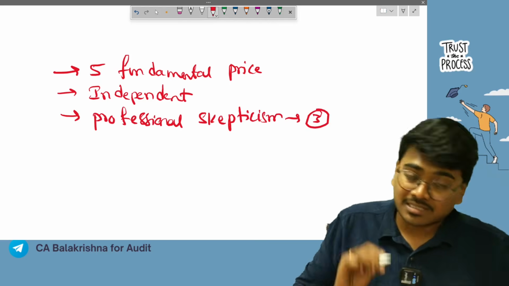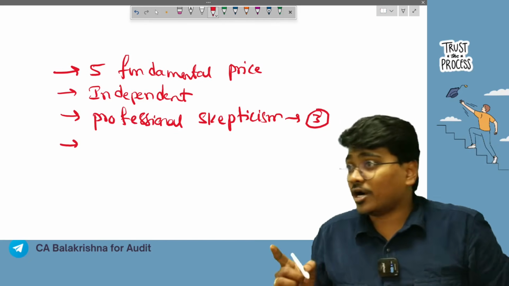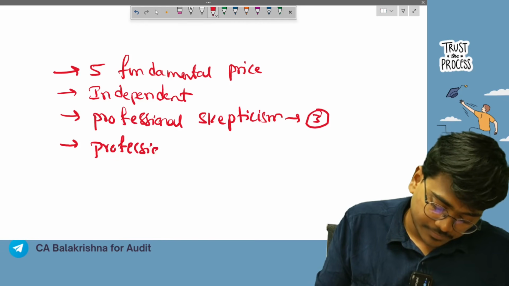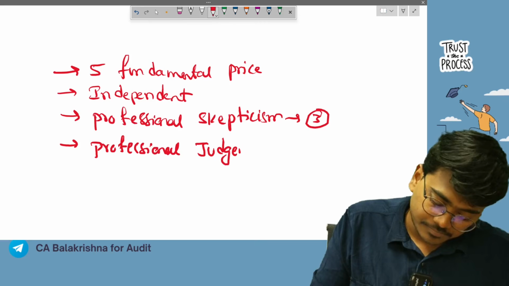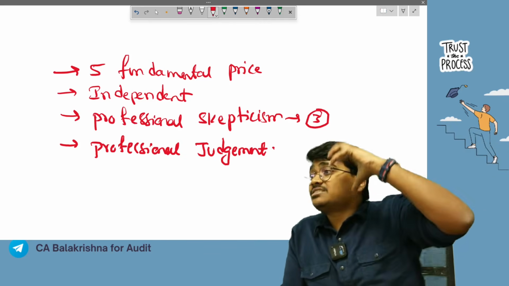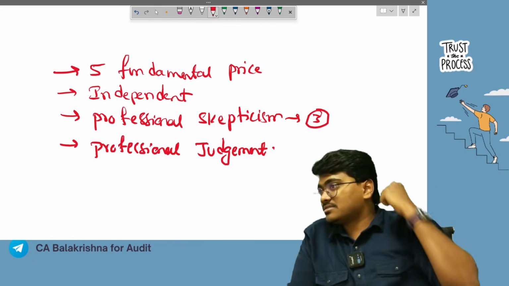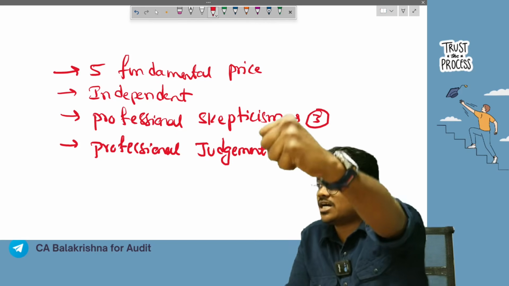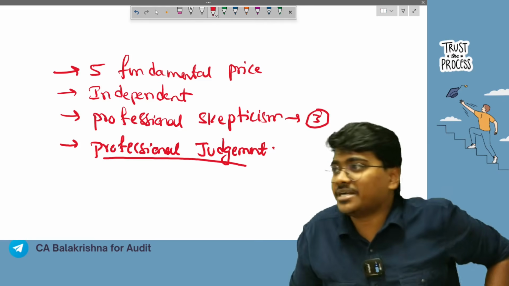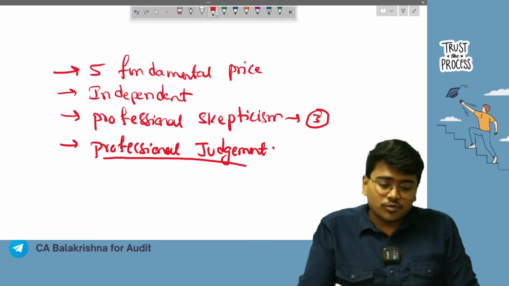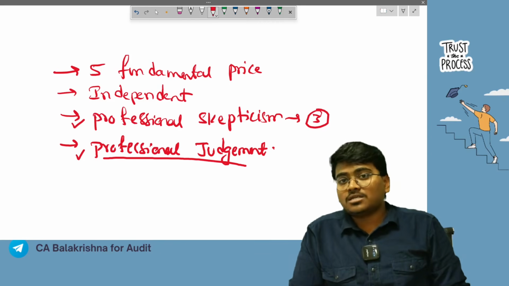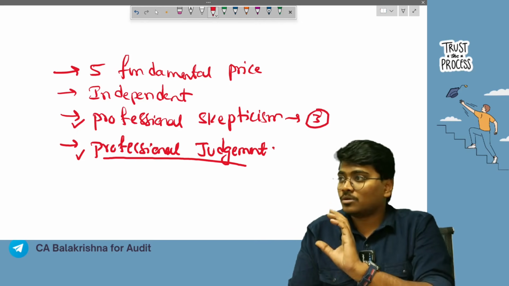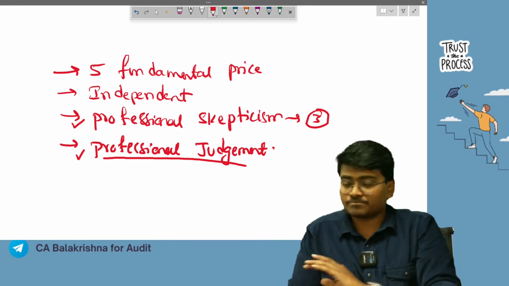Professional skepticism includes three qualities, and during the audit he should also exercise his professional judgment, that is the knowledge that he has gathered by studying various subjects and the experience that he has gathered, all that he has to apply during the audit, that is known as professional judgment. Got it? So you might confuse between professional skepticism and professional judgment. Okay, you should clearly understand the difference between professional skepticism and professional judgment. Hope you understood the difference. Got it?